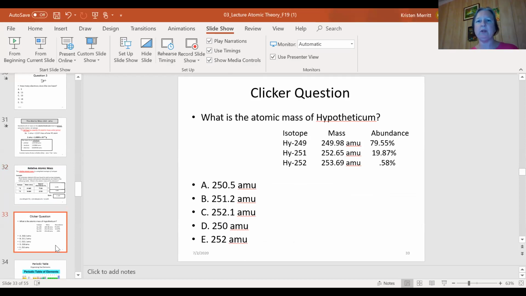So if you're given a question like this, which you probably will, you have 3 isotopes. There are 3 different percentages of how they exist in nature. You simply multiply the individual mass times the 0.7955, make it into a decimal. Same with this one, same with this one. Add those together. And I don't have my calculator in front of me to do it, but add those together and you get the answer.